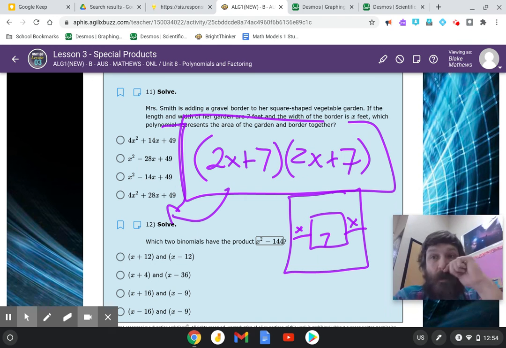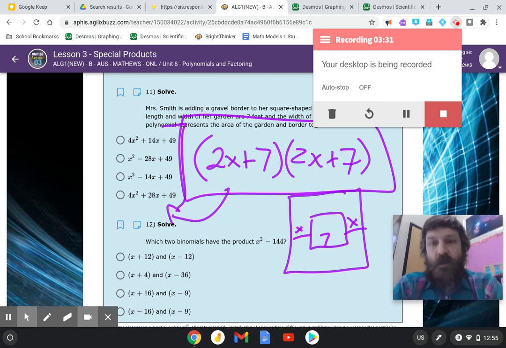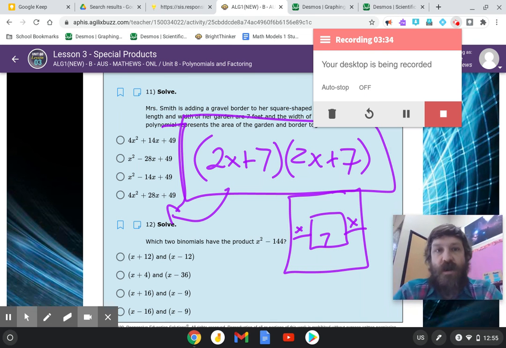That is it for lesson 3. We'll get a little bit more into factoring in the next lesson.